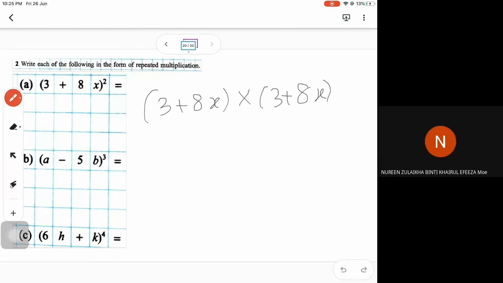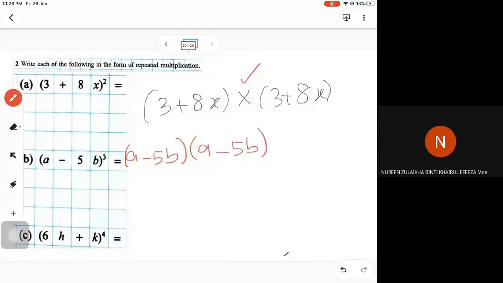Okay, teacher, may I ask? If there is no multiply sign, is it correct? I'm about to explain that. This multiplication sign can be replaced. So a minus 5b cubed means you multiply it 3 times. So we just omit the multiplication sign and put the brackets side by side. It must be written side by side. If you put them far apart, it's not acceptable.